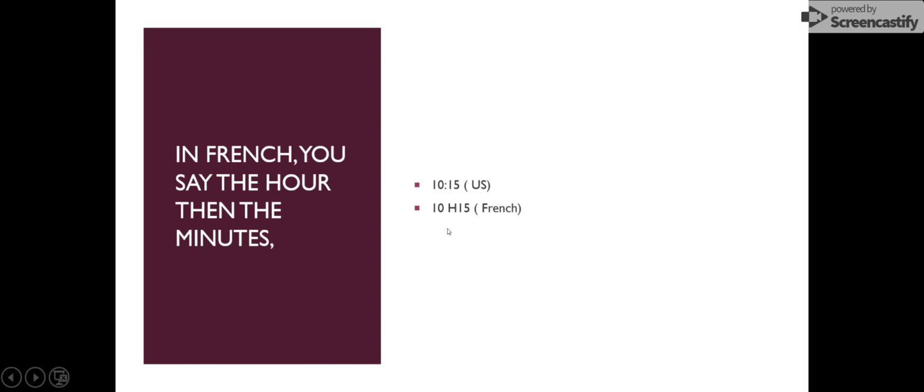10:15 in the US is, in French, 10h15. Notice the hours are separate from the minutes with the H. H represents heure, hour in French. This is how you have to write the time.